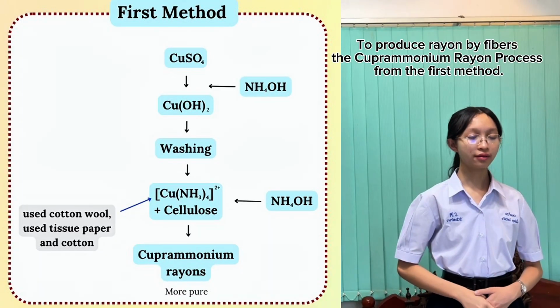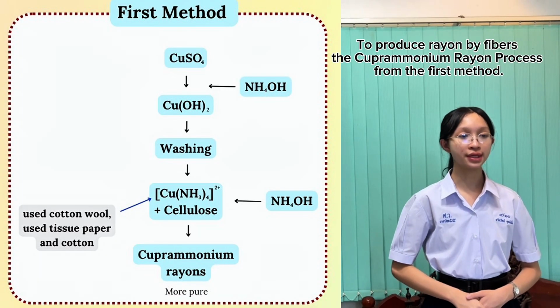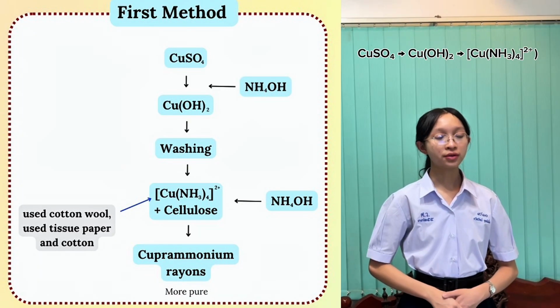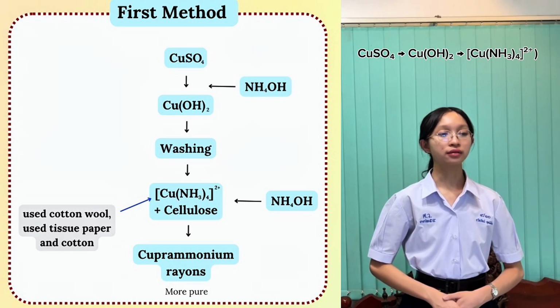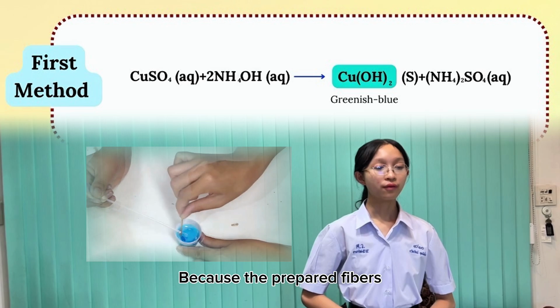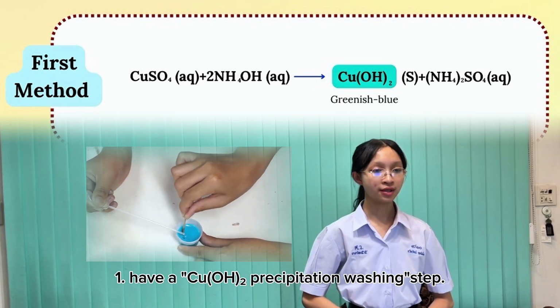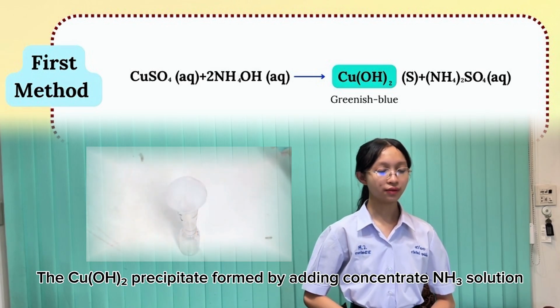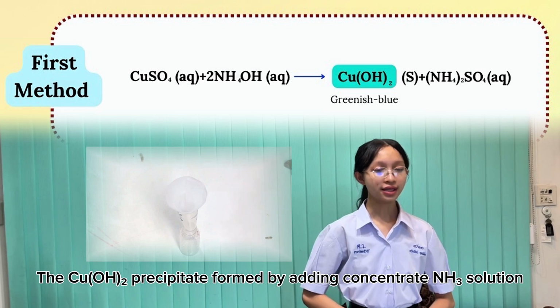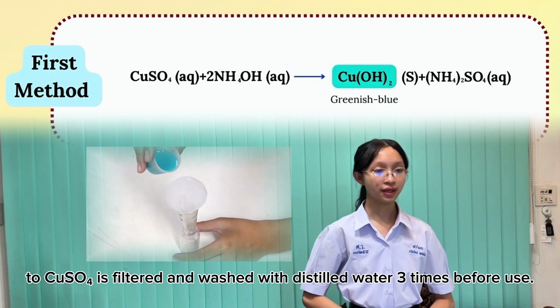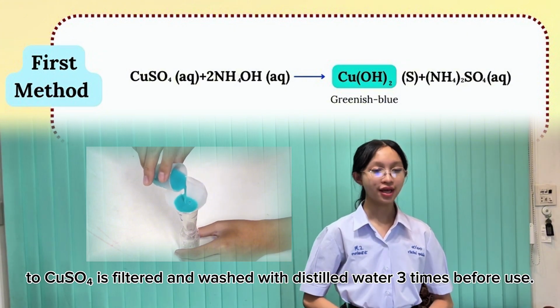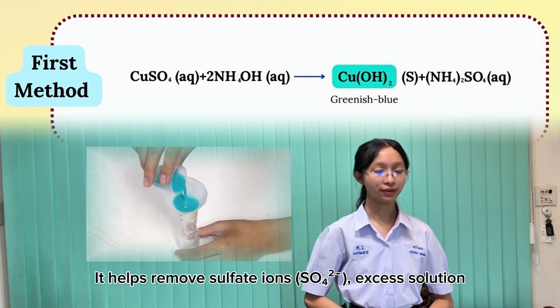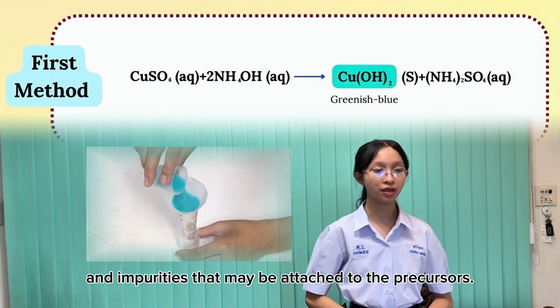First, to produce rayon fibers by the cuprammonium rayon process from the first method, copper(II) sulfate changes to copper(II) hydroxide, which changes to tetraamine copper(II) ion. Because the prepared fiber: 1. Has a copper(II) hydroxide precipitation washing step. The copper(II) hydroxide precipitate is formed by adding concentrated ammonia solution to copper(II) sulfate. Then filter and wash with distilled water 3 times before use. It helps remove excess sulfate ions and impurities that may be attached to the precursor.